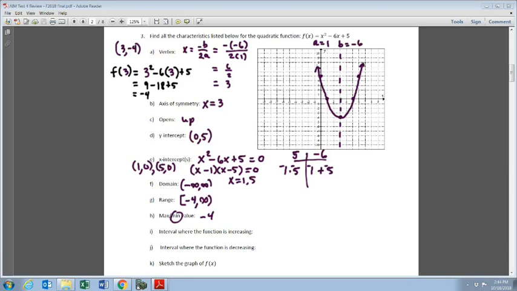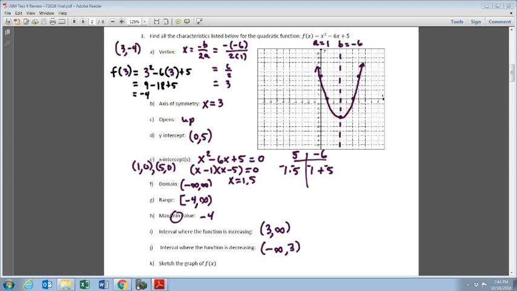So where is the function increasing? That would be right here. When x is equal to 3, that's where it changes, right at the vertex. So when x goes from 3 to infinity, so basically over here, as x keeps going this way, the function's increasing. And similarly, it's decreasing on the other side, basically from negative infinity until we get to 3.